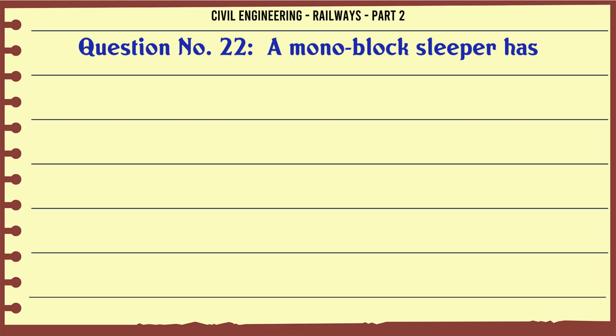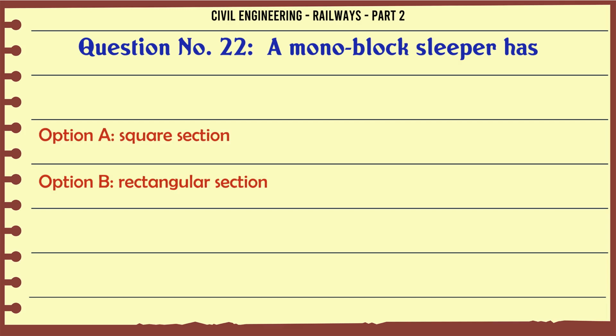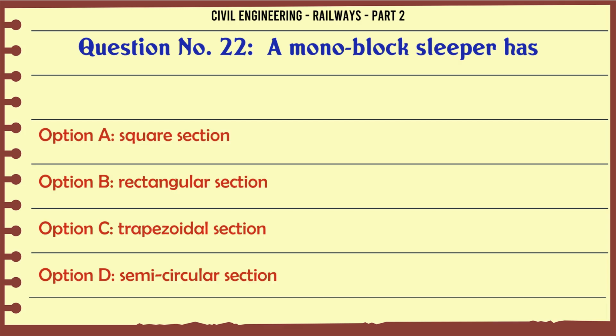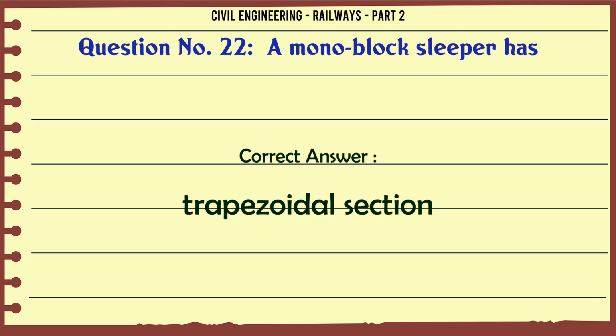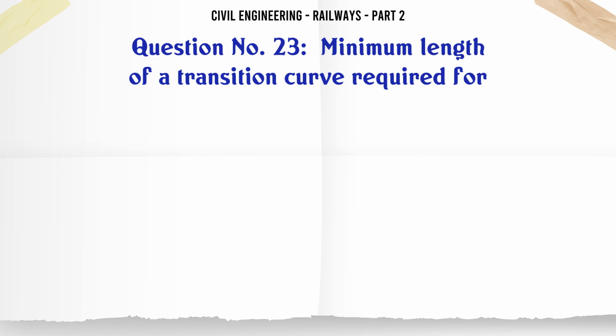A monoblock sleeper has A. square section, B. rectangular section, C. trapezoidal section, D. semicircular section. The correct answer is trapezoidal section. Minimum length of a transition curve required for A.